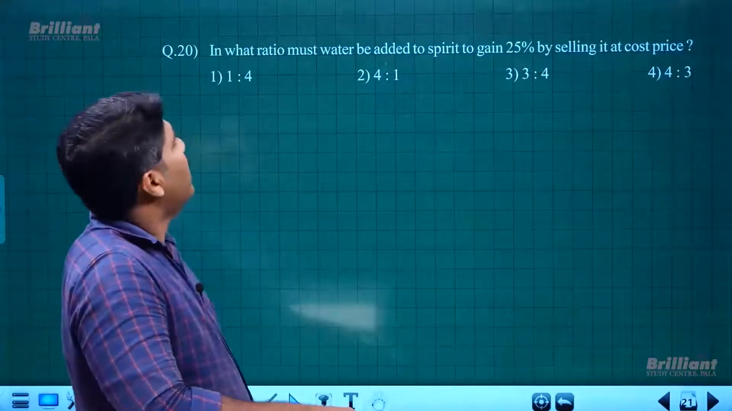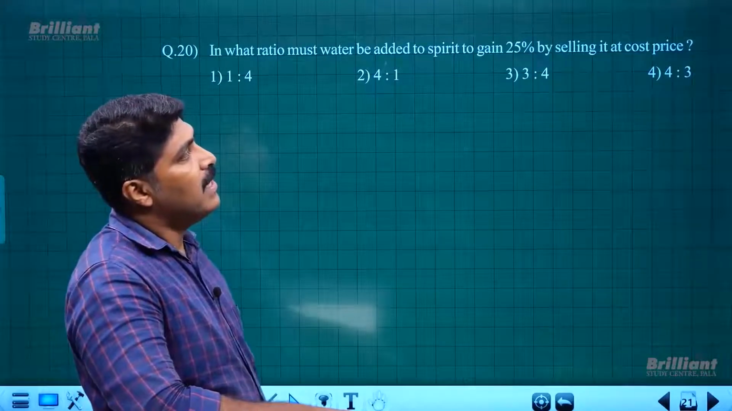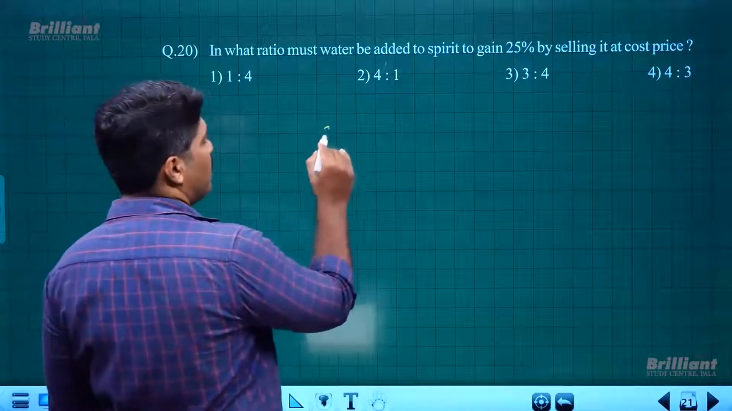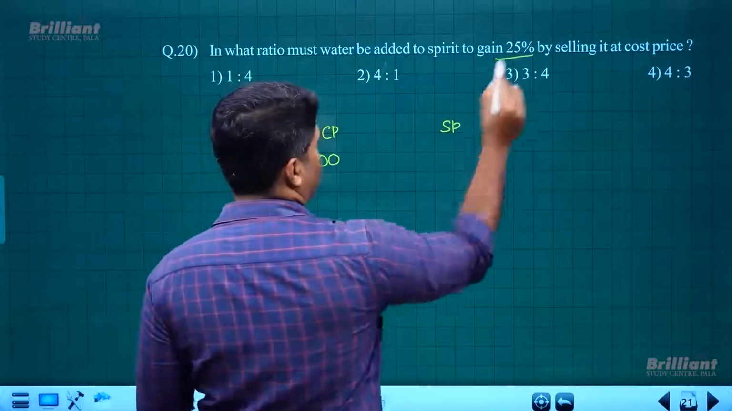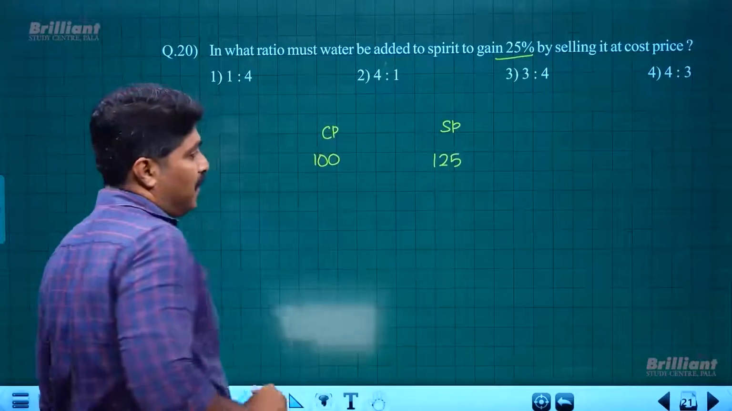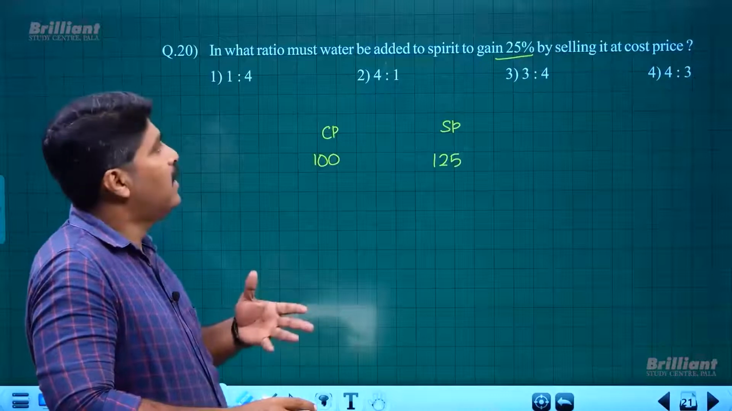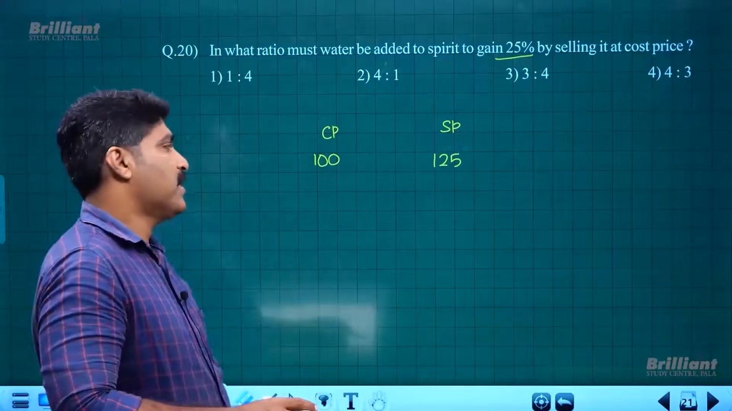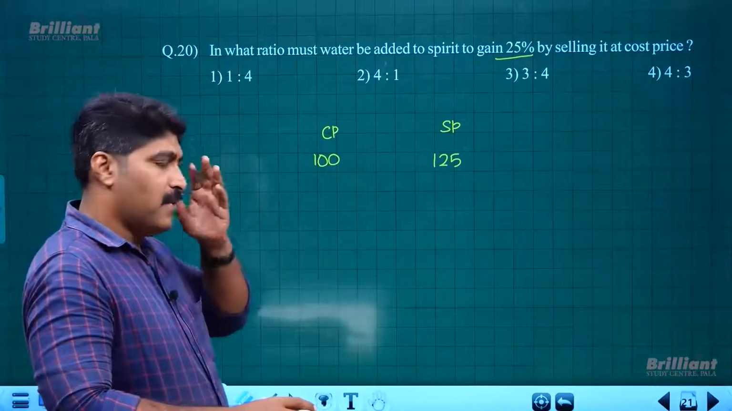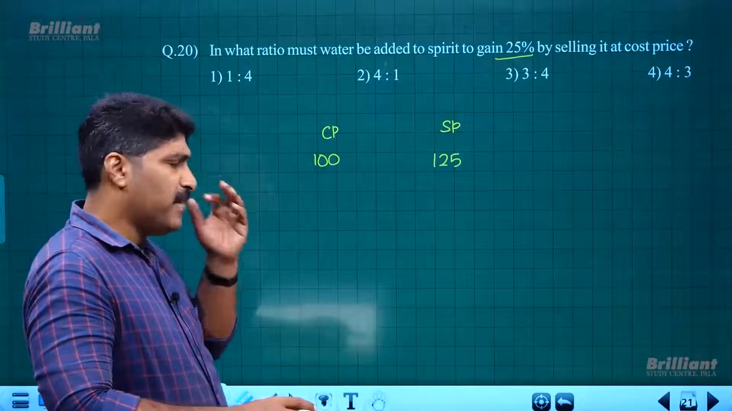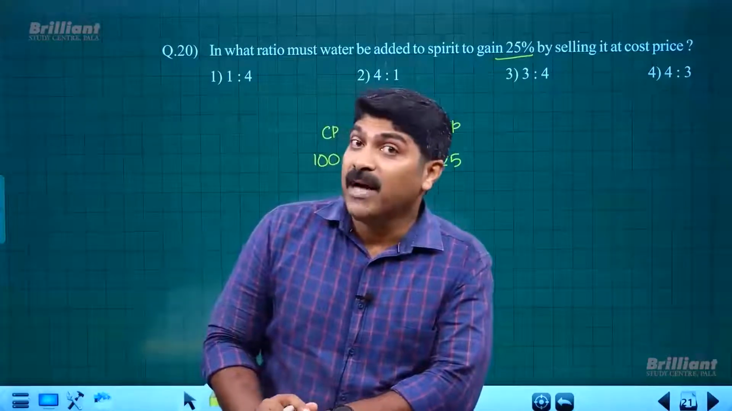And the next question. In what ratio must water be added to spirit to gain 25% by selling it at cost price? So here we just consider what is the cost price, what is the selling price. Clear? Suppose the cost price was 100. It made a profit of 25%. Therefore, you just consider 125. Here, spirit only costs a certain amount and water is freely available. So the product is sold at the cost price itself, in the sense that it's a pretending situation, suppose the customers are well aware of the market value of such a product.